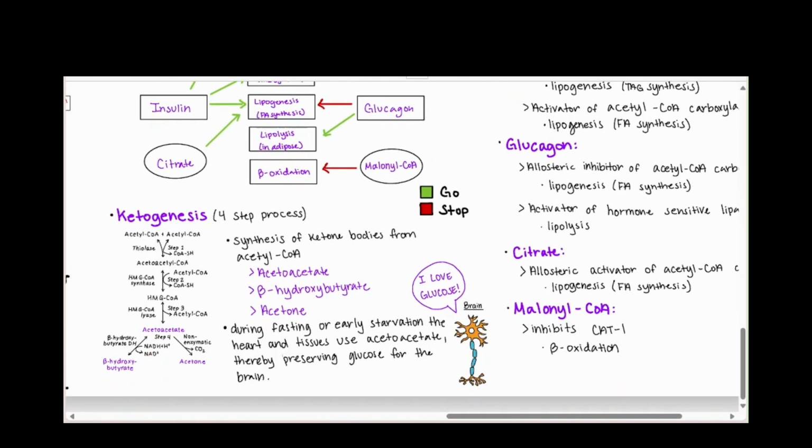Lastly, ketogenesis is a 4-step process that creates ketone bodies, which are acetoacetate, beta-hydroxybutyrate, and acetone from acetyl-CoA. In times of fasting, the heart and muscle tissues utilize acetoacetate to spare glucose for the brain. Your brain loves glucose, therefore it cannot use ketone bodies effectively and depends on that glucose for optimal function.